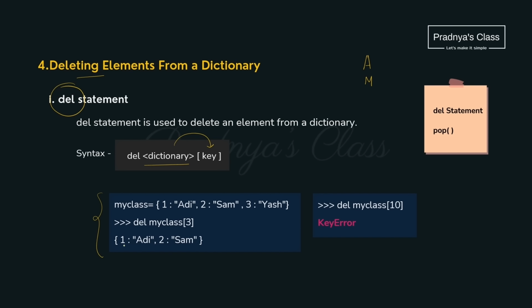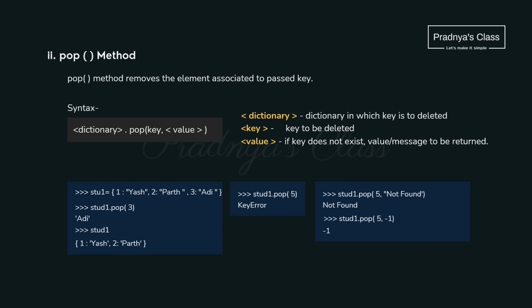Look at this example. We mentioned key 3. So this key value pair got deleted from the dictionary. If this key doesn't exist in the dictionary, you will get a key error exception. The second option to delete an element from the dictionary is the pop method.